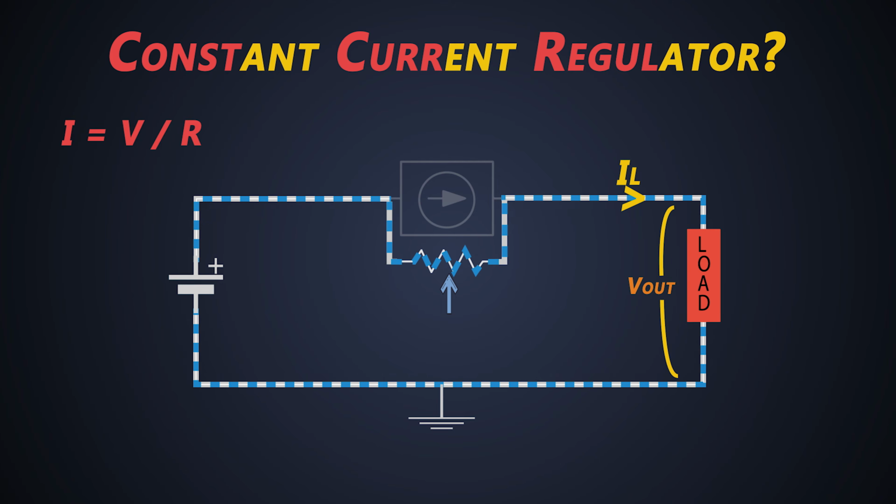So, when the load current is supposed to be increased, the regulator decreases its resistance, and when the load current is supposed to be decreased, the regulator increases its resistance.